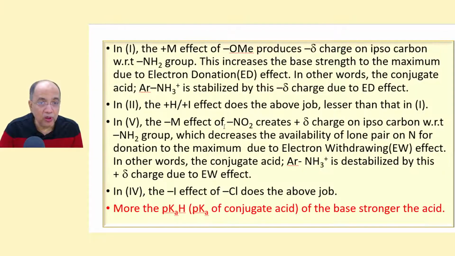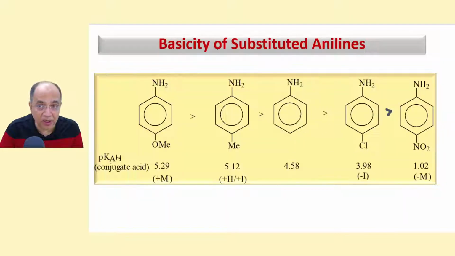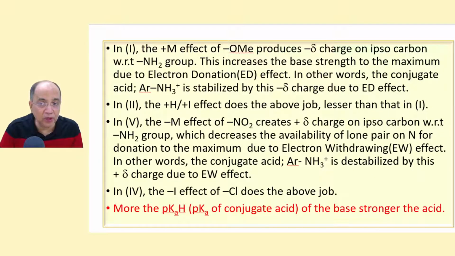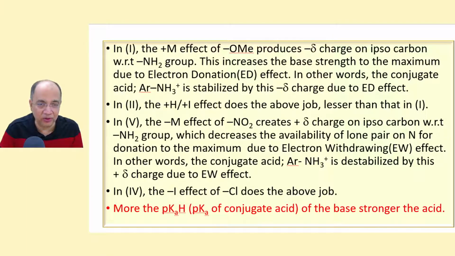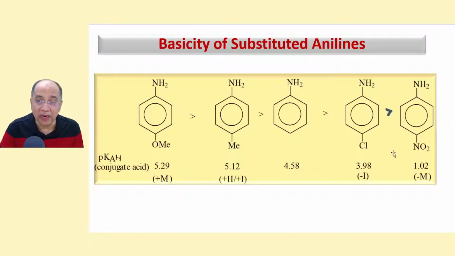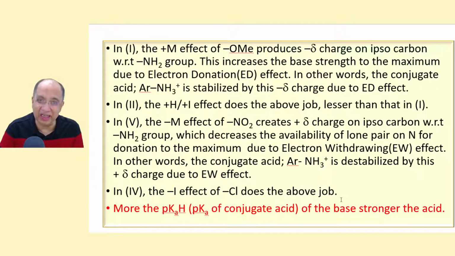In 2, there is a plus H hyperconjugation effect, does the same job but to a lesser extent. In 5, this one, the minus M effect of nitro creates a plus delta charge on the ipso carbon with respect to amino, which decreases the availability of lone pair by attraction. It will decrease the availability of lone pair on nitrogen for donation to the maximum extent due to electron withdrawing effect. In other words, the conjugate anilinium ion is destabilized by this plus delta charge due to electron withdrawing effect. In 4, the minus I effect does the same job but to a lesser extent.